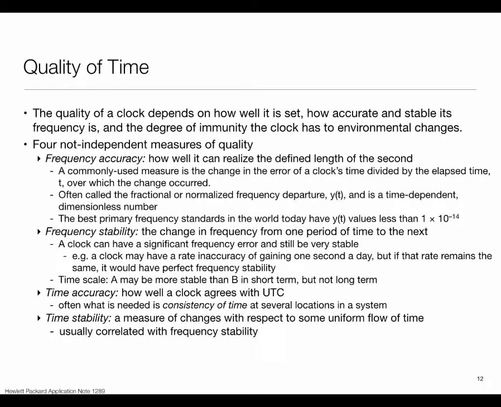So within our system, the quality with which we get access to the time depends upon how well the clock is set, how accurate and stable it is, what its frequency is, and how immune it is to all those environmental factors that we talked about.